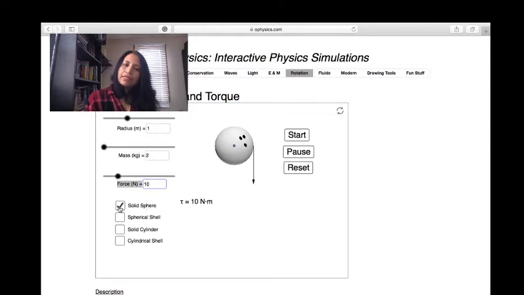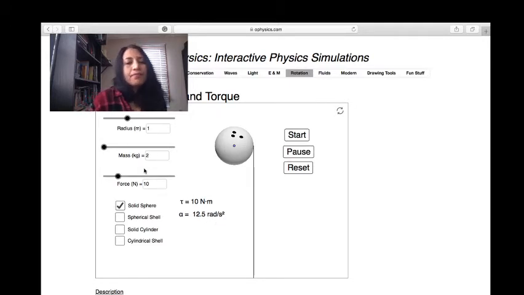The solid sphere is what we are using, and it is checked as the default. Once all the values are set here, you can click on the start button, and you can see that the sphere is rotating around the axle, around the central point through the axis. The torque is 10 newton meters, and the alpha, this is alpha, not a, the angular acceleration, is 12.5 radians per second squared. When this appears, you can click on the pause button and write down the torque value as well as the angular acceleration value.